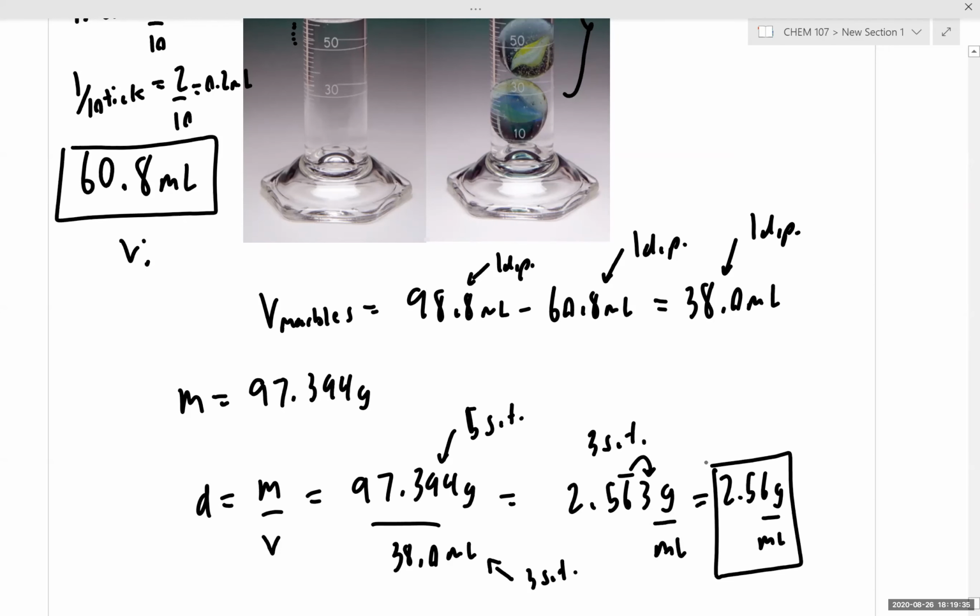So make sure you follow the significant figure rules when calculating density via water displacement. Are there any questions that I can address on this example?